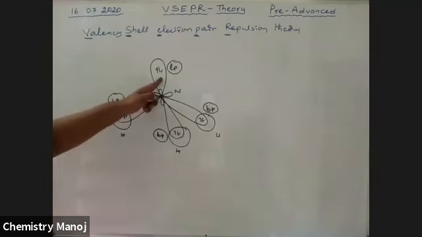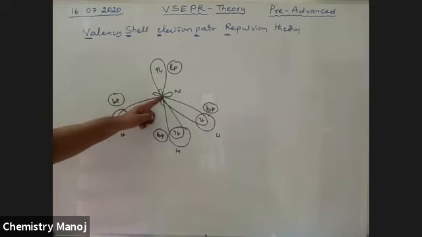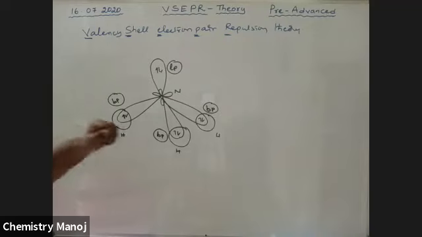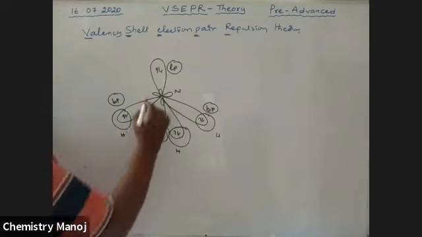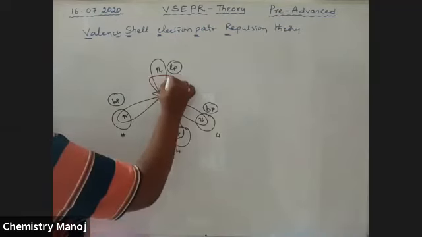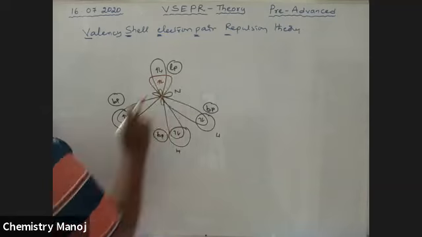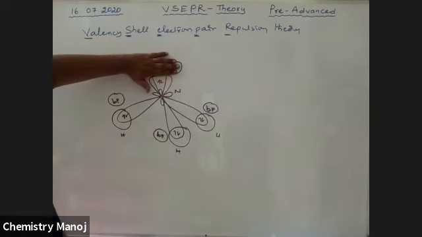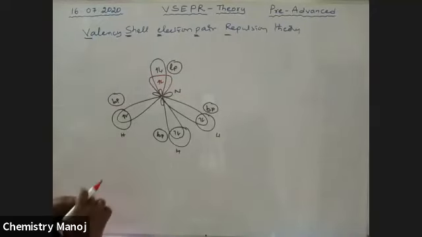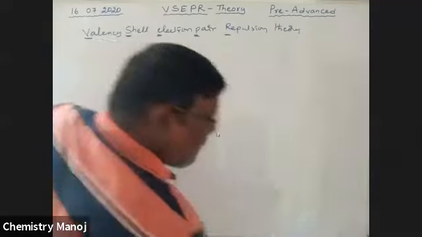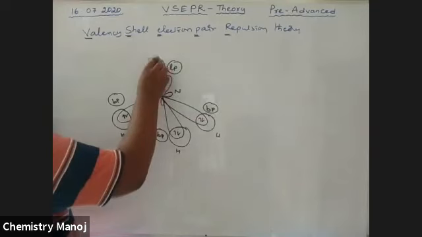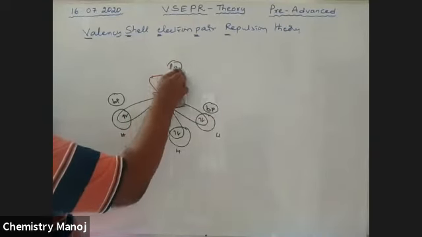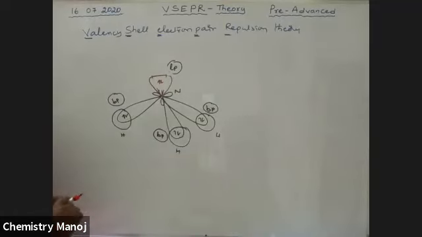This lone pair is attracted only by nitrogen, so it is strongly attracted towards the central atom. That means it occupies more space on the central atom. That is why the shape is like this. So it is not actually as expected. Now, because it is strongly attracted by the central atom, the situation is like this. This is the lone pair situation. This is the lone pair.